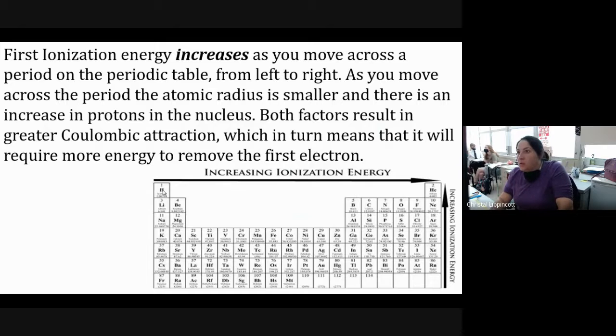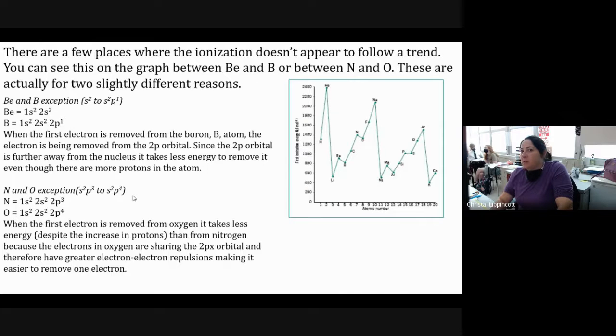Okay, so does that make the idea of first ionization energy make sense? All right, now there are a couple exceptions. Okay, here's your hydrogen, here's your helium. Then from helium we drop way down to lithium. Why is there the big drop here?